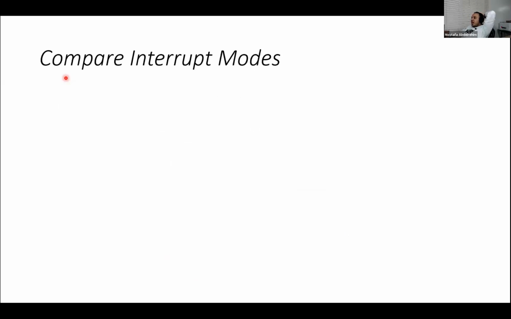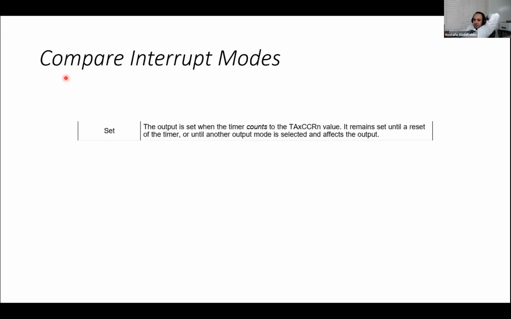So the compare interrupt actually has modes. There are also some sub modes, or subtypes, of this compare interrupt. For example, the first one is called set. Whenever you reach some predefined count, you set a signal from 0 to 1. So you can define some pin on the microcontroller, and this pin will turn to 1 whenever this count reaches some value.